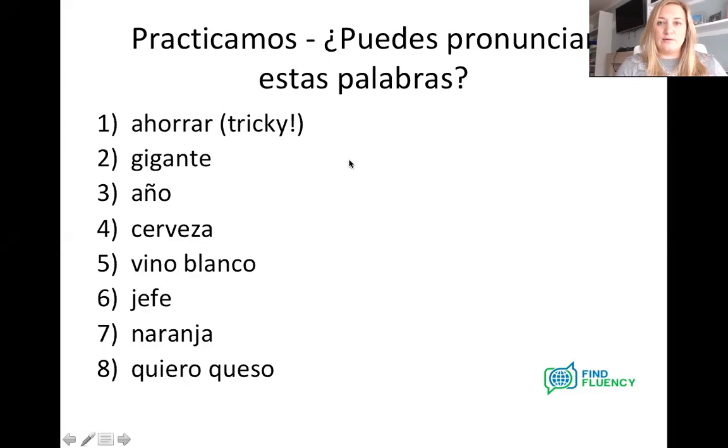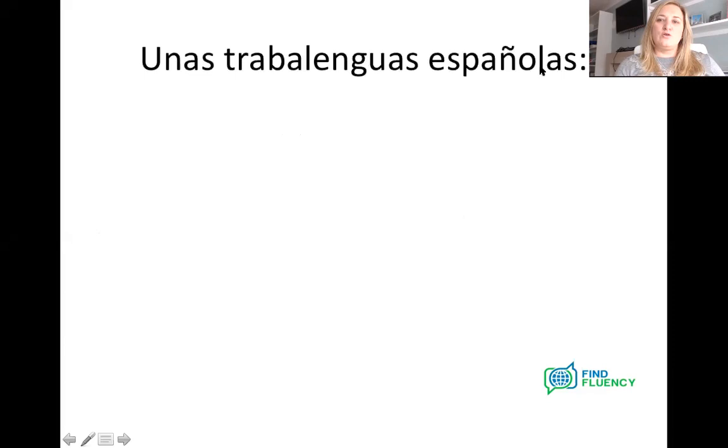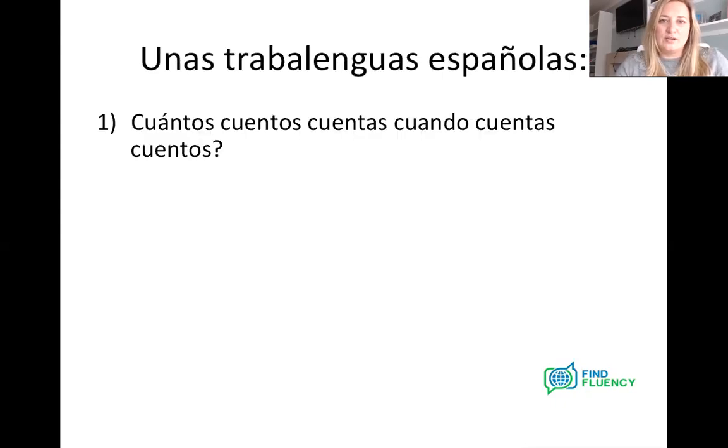Right, well done if you've got them right, or just about, there or thereabouts. Moving on, last thing for today then. So we've gone over our pronunciation rules, we've gone over our letter combinations and how they sound. We've got unos trabalenguas españoles to finish off. Un trabalenguas is a tongue twister, right? So a little bit of fun just to end our lesson today. And let's see how you got on with these.